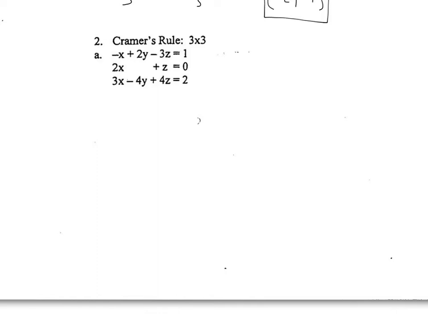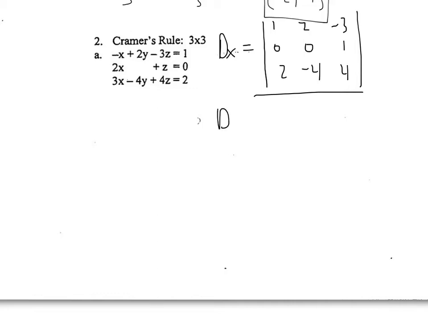So if I want to find x, I'm going to do D sub x, and I'm going to replace all the x coefficients with the results, 1, 0, 2. I put the y coefficients, 2, 0, -4, and then the z's. And I divide that by the coefficient matrix, what we call D. So -1, 2, 3, 2, 0, -4, -3, 1, 4.